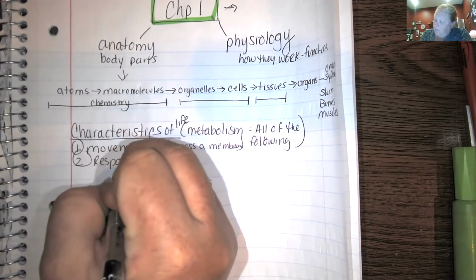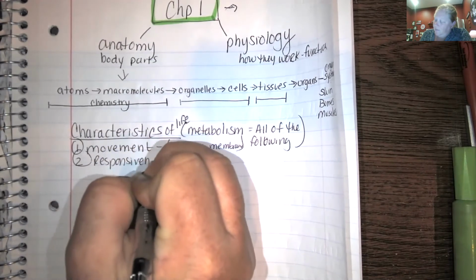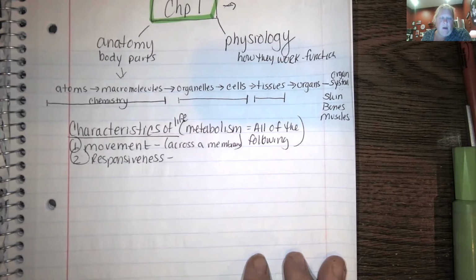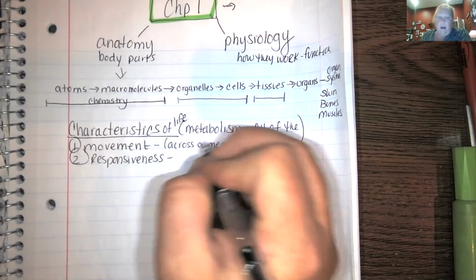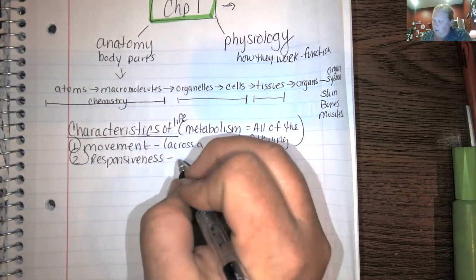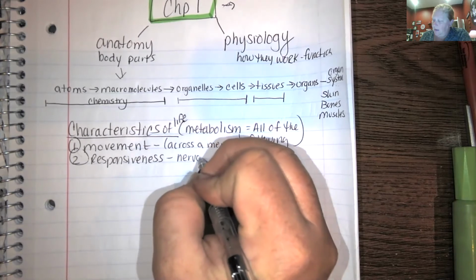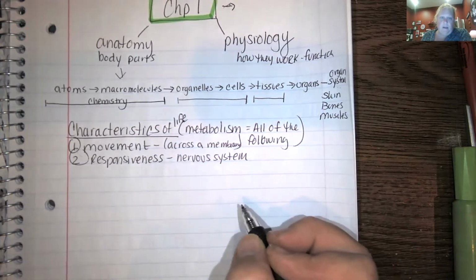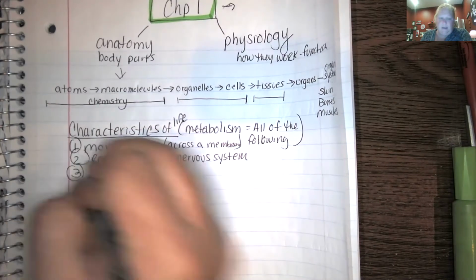Number two, responsiveness. Okay, now if you remember Grimm from biology, one of the R's was responsiveness. So this is reacting. So which organ system does the reacting in your body? Well, hopefully you said the nervous system, okay? So reacting, got to be able to react to survive.